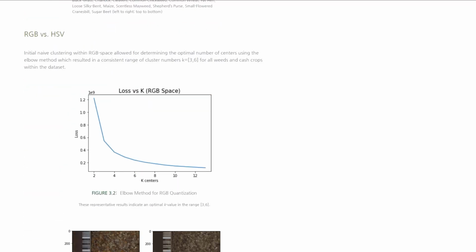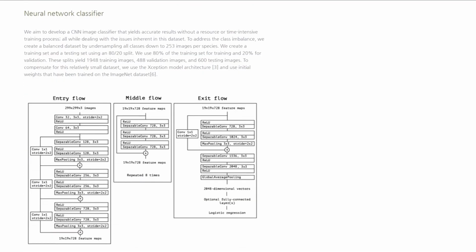We aim to develop a CNN classifier that yields accurate results without a resource or time-intensive training process. Undersampling was done on 11 classes so that each class was represented equally. An 80-20 split was used for the training and testing respectively. To compensate for the small dataset, we used the Xception model architecture and leveraged transfer learning with weights initialized on the ImageNet dataset. The same hyperparameter configuration was used to train models on the raw and segmented images.